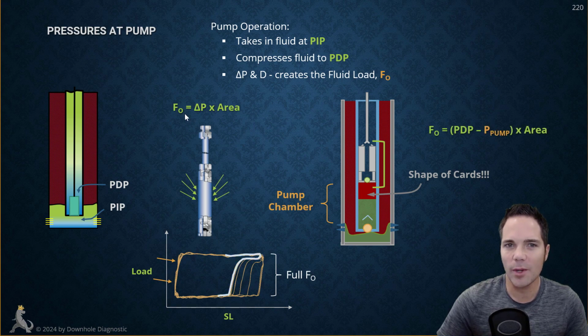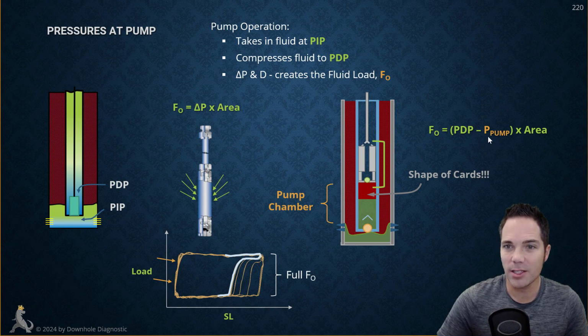If I take this equation and expand it out, the pressure differential acting across the plunger, well, we have the pump discharge pressure here, and down here we have the pressure in the pump chamber. This is the pressure differential acting across it times the area. Now, when you look at this equation, the only thing that's changing from stroke to stroke is the pressure in the pump chamber.